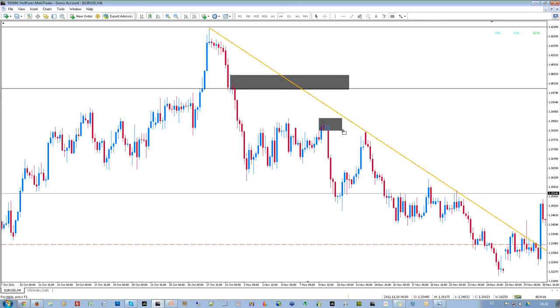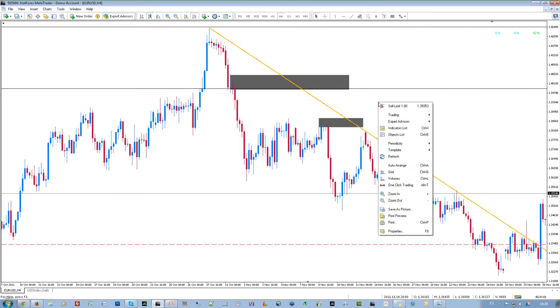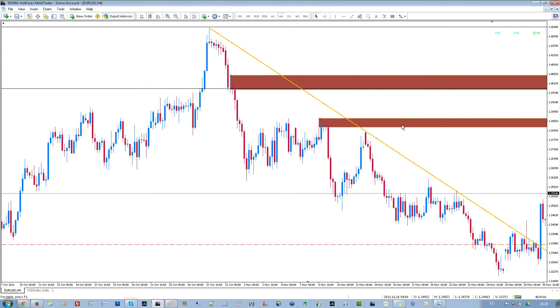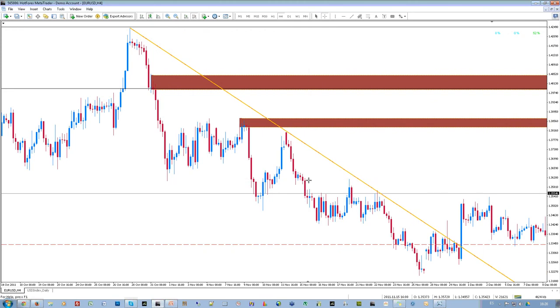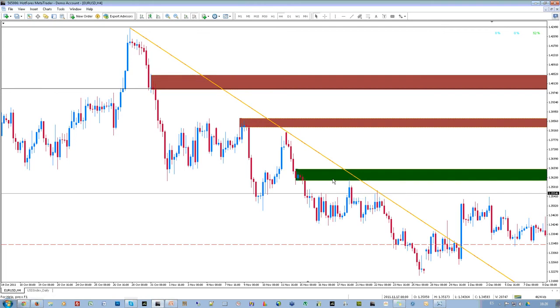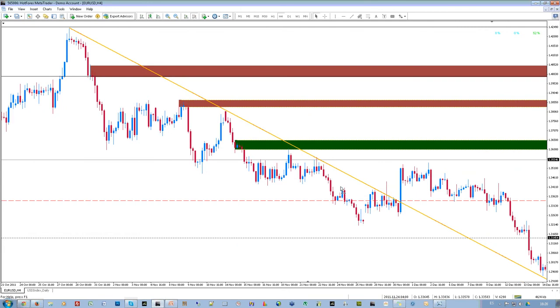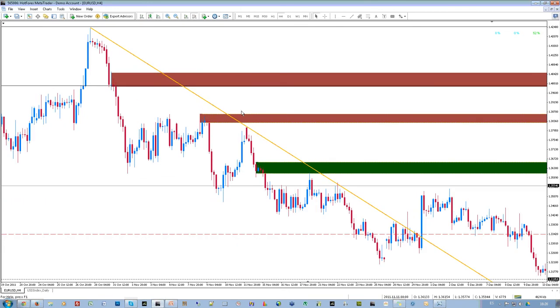Okay? This was the level. But did it produce a short? No, it didn't. It didn't pull back to it. Oh, no problem with that. We have to continue drawing levels. We've got a level over here. This is the whole area. And that one did produce an entry. That was the level.